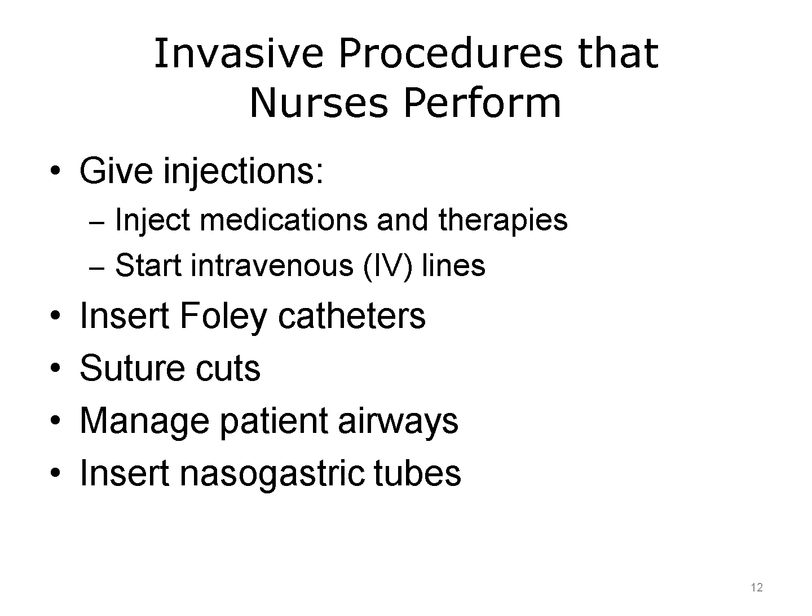Nurses might also insert catheters elsewhere in the body. The Foley catheter, for example, is inserted into the urinary tract to drain urine. Nurses also clean and bandage wounds, and some nurses can suture or stitch cuts on the skin. Some nurses provide airway management by inserting a breathing tube. Some nurses insert nasogastric tubes that run from the nose to the stomach. Nasogastric tubes are used to deliver food and liquids to the stomach or to pump substances out of the stomach.